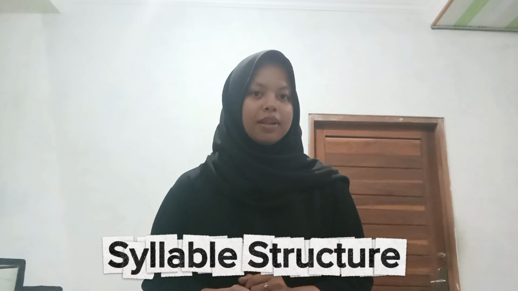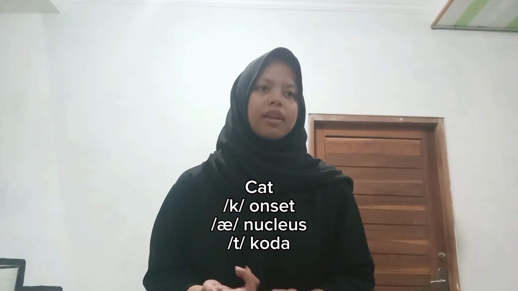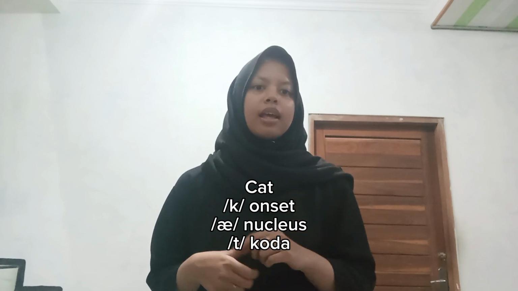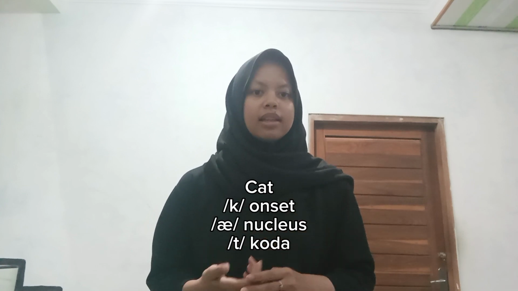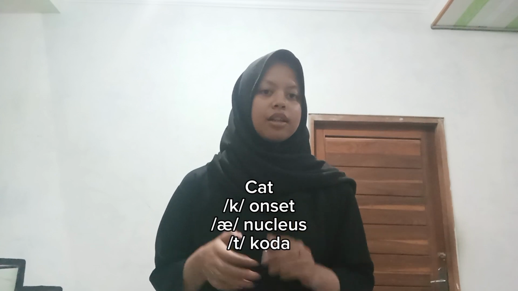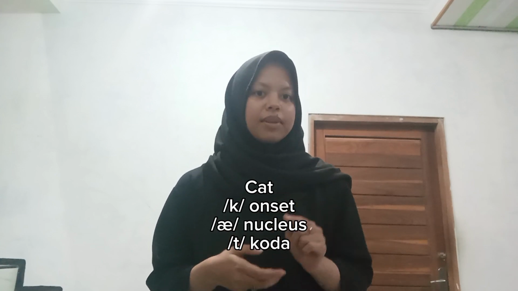The third topic is syllable structure. A syllable is a unit of pronunciation. It usually consists of an onset, a nucleus, and a coda. The nucleus is usually a vowel. For example, in the word cat, the k is the onset, the a is the nucleus, and the t is the coda.